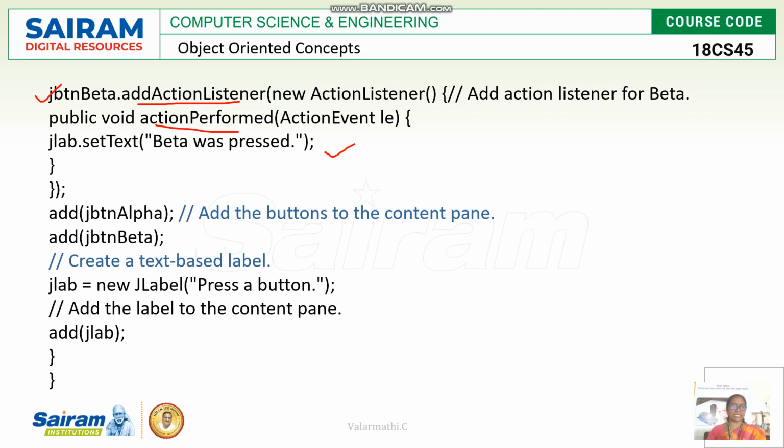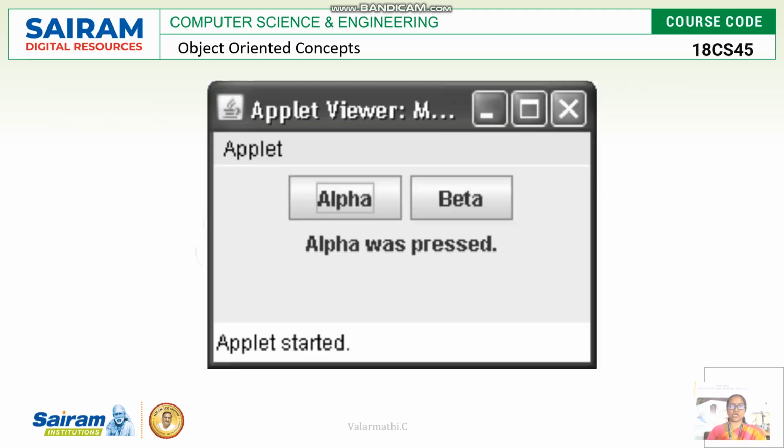Now these 2 buttons are added to the applet window. To add those components, the method we use is the add method. So add of JButton alpha and add of JButton beta are the 2 components added to the corresponding applet window. Then one label will tell you to press a button, so it will notify that you can press a button. That label is added finally. So this is the GUI environment. You can see the output here.